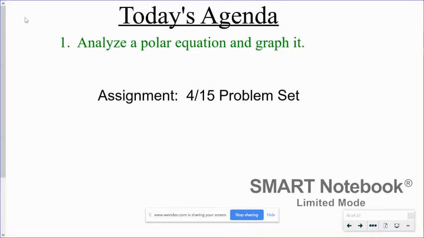Let us continue our analysis of the conics in the polar system. Today, our goal is to analyze a polar equation and graph it using the polar system. And from there, we'll step back and make some comparisons to the rectangular system.